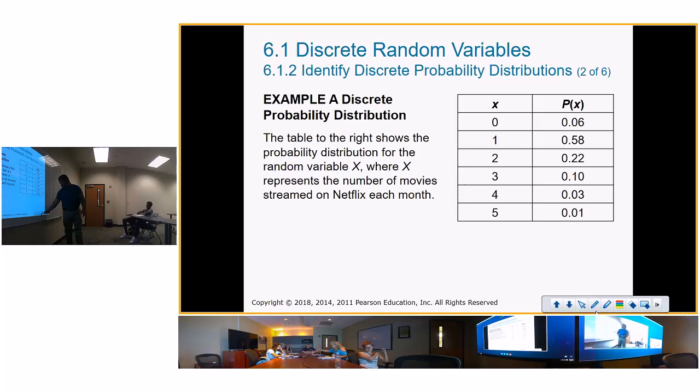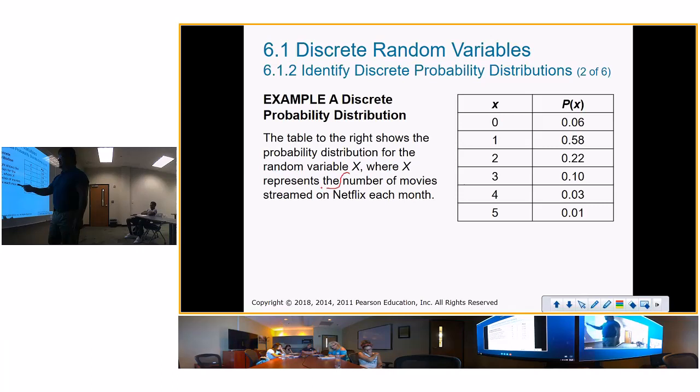To make a long story short, this is the probability, and this is the event. And here, the event is the number of movies streamed on Netflix. Okay, that's X. 0 movies, 1 movie, 2 movies, 3 movies, 4 movies, and 5 movies. Your probability is on the right.